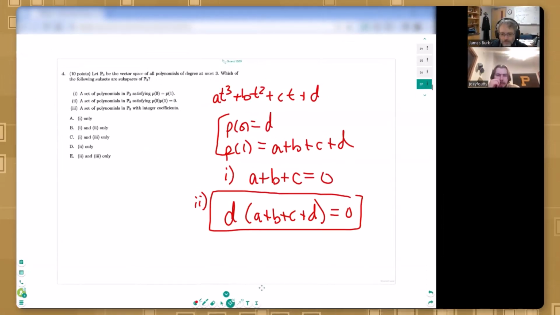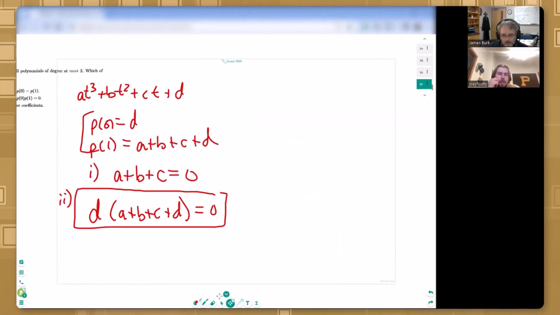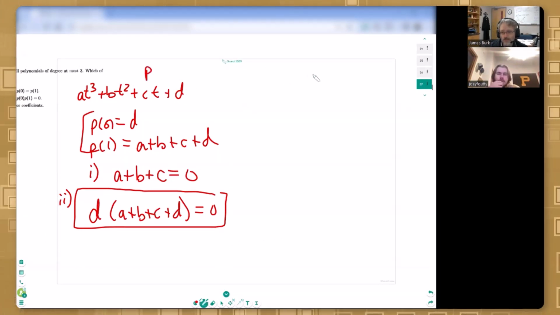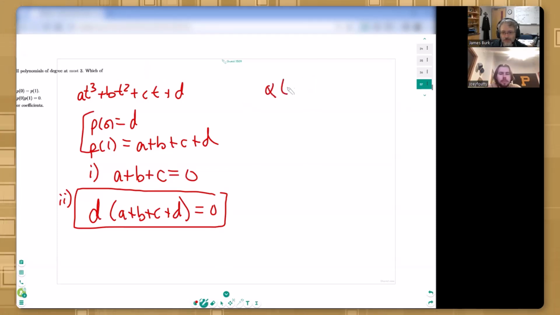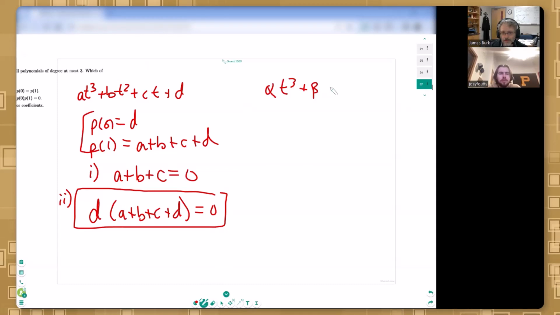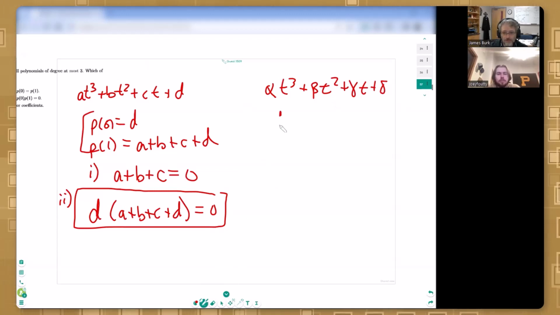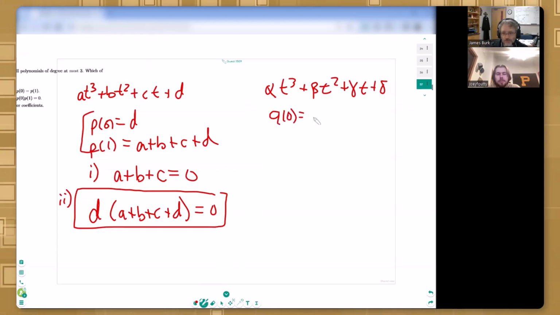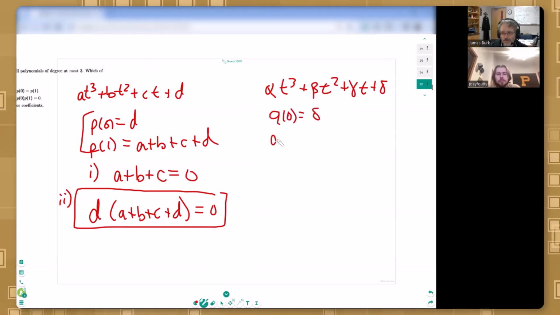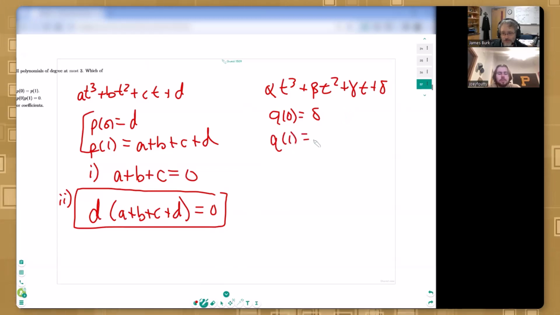Now, in order to be a subspace, you got to maintain closure for one. So if this is P, let's consider this Q over here, and let's just say beta, gamma, and then delta. And if you were to plug in, we'll look at the conditions. If I plugged in 0, we are going to get our delta. And if you plugged in your 1, you get the summation.